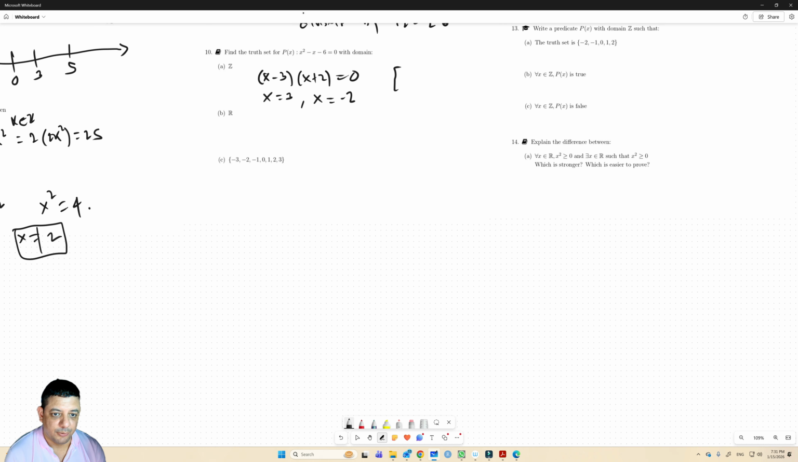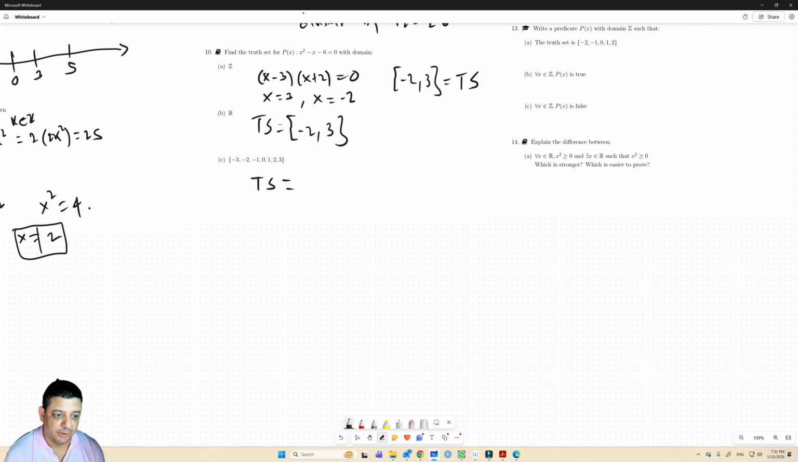So the truth set for this case is minus 2, 3, which will make that 0. On the real numbers, they're the same, in particular because this is a quadratic. It's going to have 2 solutions. So the truth set is the same for both.